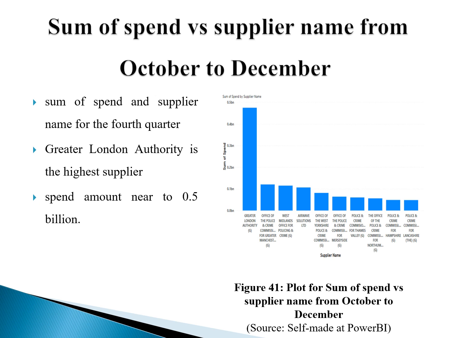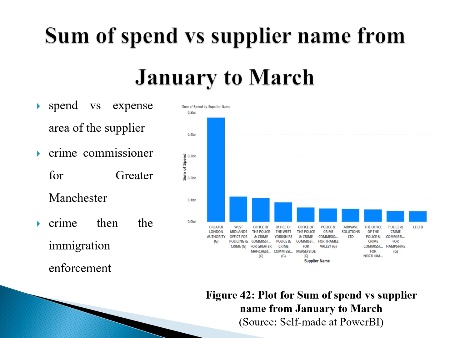The sum of spend versus supplier name from October to December: the Greater London Authority is the highest one. Sum of spend versus supplier name from January to March: here we can see the Greater London Authority is the highest one. We can also see the Crime Commissioner for Greater Manchester, then Immigration Enforcement, and many more.